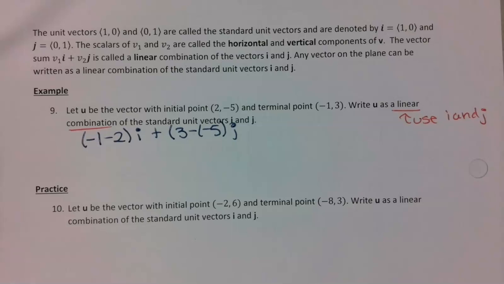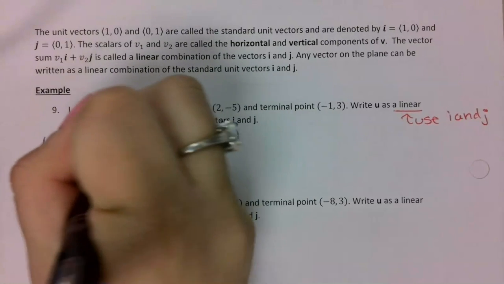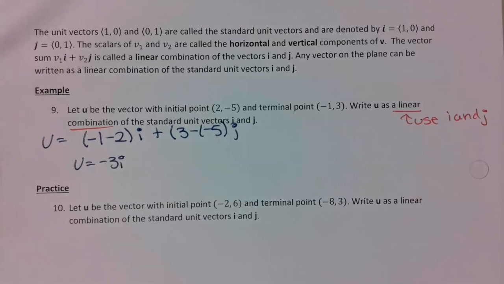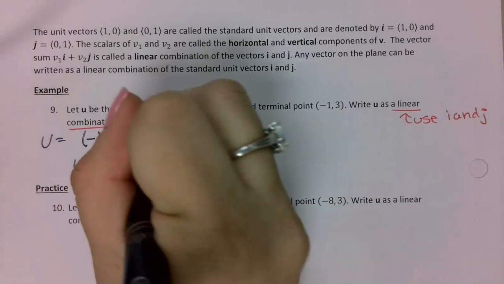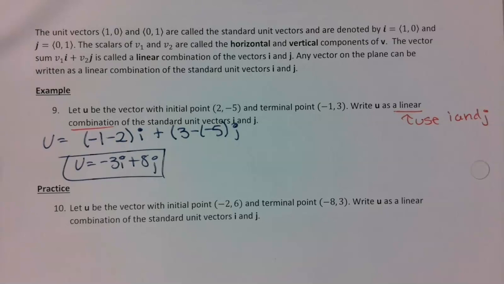Okay, so what do I get for my i value? And my j value? So that's it. When it asks me to find the linear combination, I'm just writing it with i's and j's.